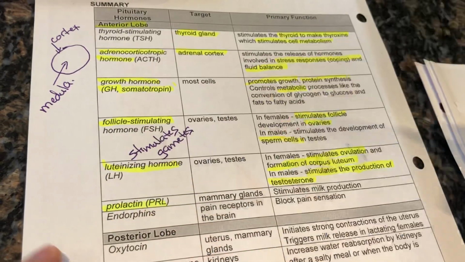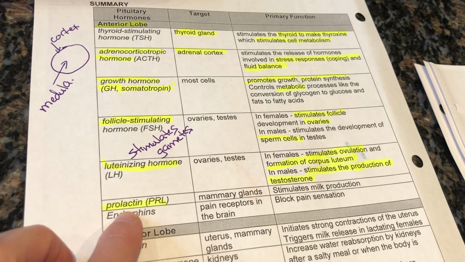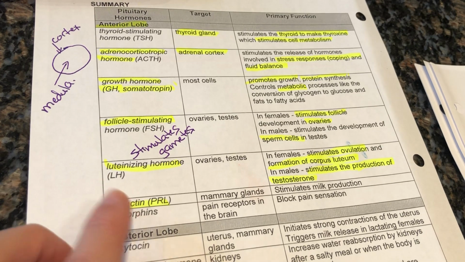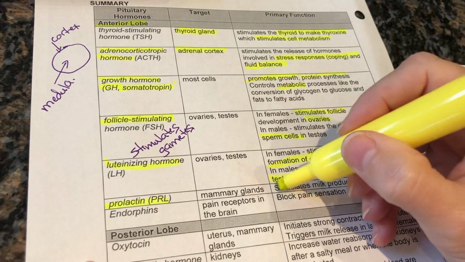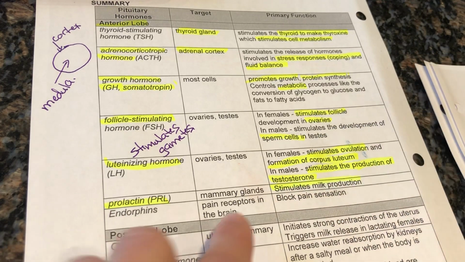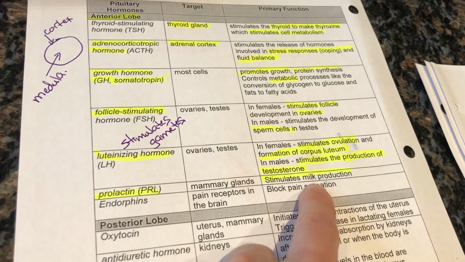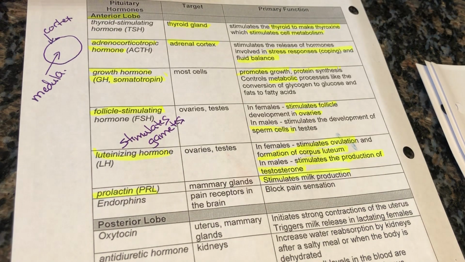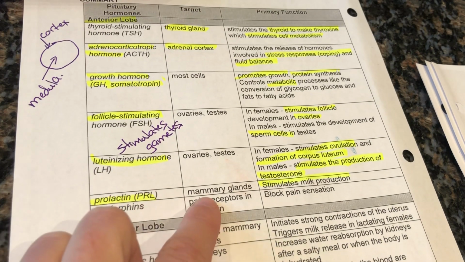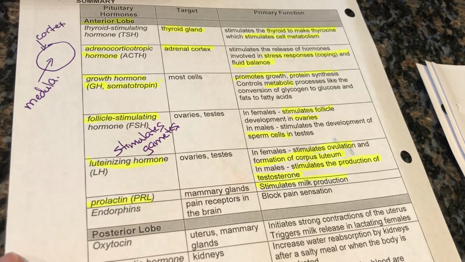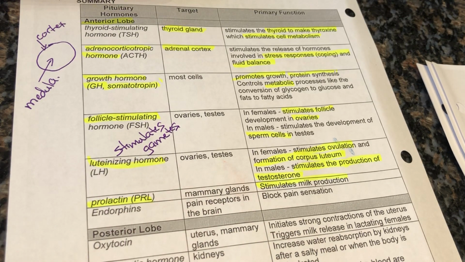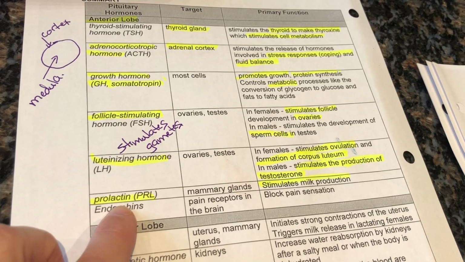Prolactin. When you see prolactin, think lactose. What is prolactin involved in? It stimulates milk production. And where do we make milk? We make it in our mammary glands. Okay, so mammals have mammary glands that make milk for their young. And without the prolactin, these guys would be inactive. Okay, so if a female has trouble making milk, oftentimes it's the prolactin that's lacking.